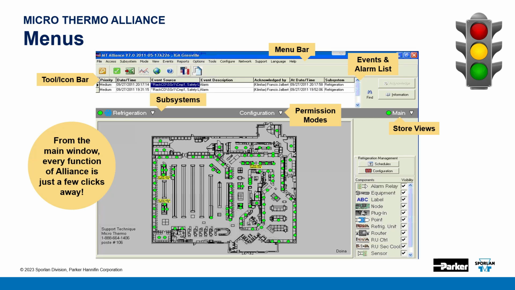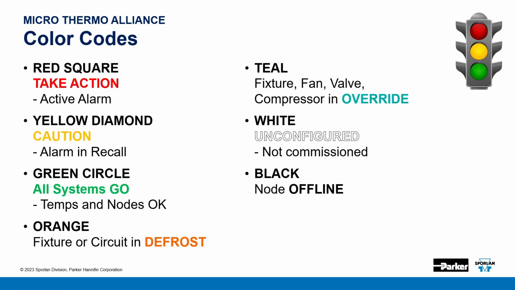So the landing page looks like this, and you have an icon bar across the top. You also have a menu bar at the very top of the window. Then you have your event and alarm list, which aggregates in the center of the view. Your subsystems drop down from the left. Your different permission modes drop down from the center, and your different store views drop down from the right. So anywhere you need to go, any function you need to do in Alliance is just a few clicks away.